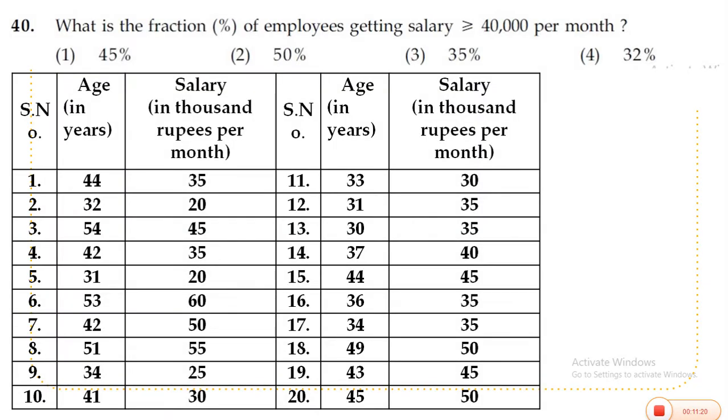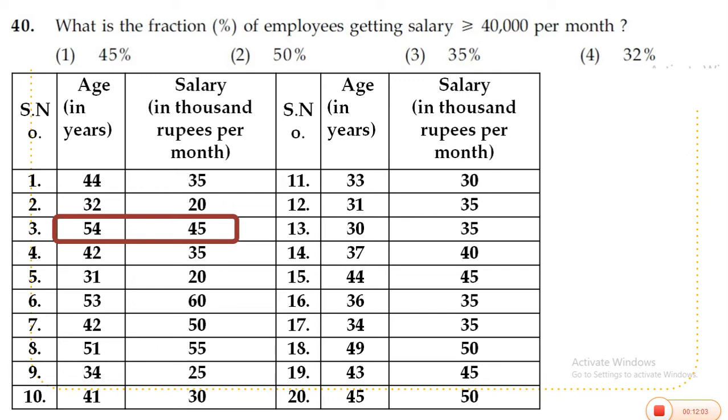Now I'm moving to the next question with one more change, that is question number 40. What is the fraction percentage of employees getting salary greater than or equal to 40,000 per month? So there is a limit, 40,000. For example, just check roll number 1 in this box, with a salary of 35,000. Is roll number 1 greater than or equal to 40,000? No, it is less than 40,000. So you have to find those people having 40,000 or more salary.